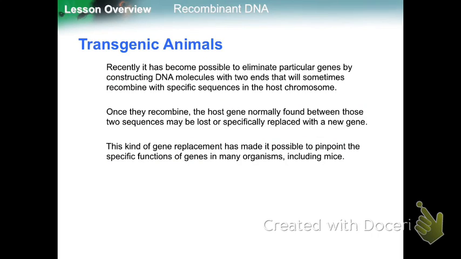Recently, scientists have started working with eliminating particular genes by constructing DNA molecules with two ends that will recombine with specific sequences in the host chromosome. Once they recombine, the host gene normally found may be lost or specifically replaced with a new gene. This kind of gene replacement can help pinpoint specific functions of genes in many organisms, including mice.